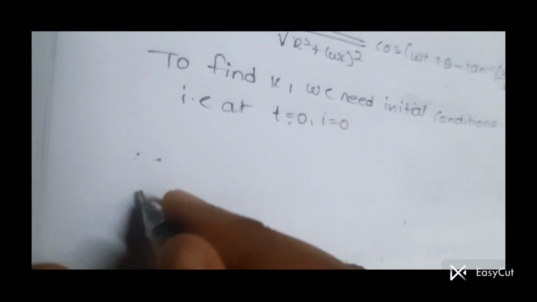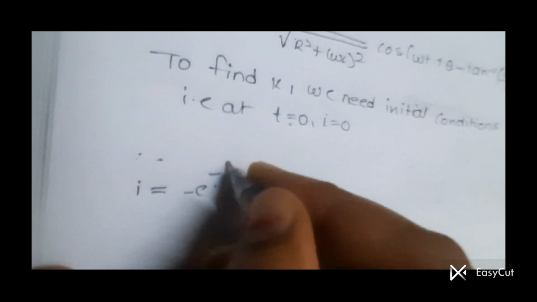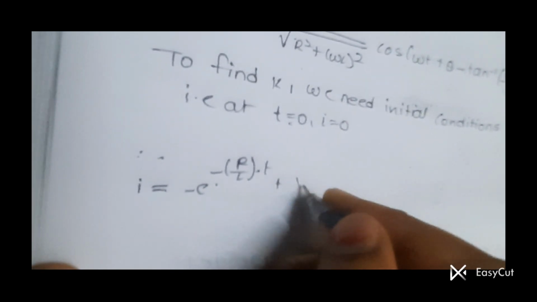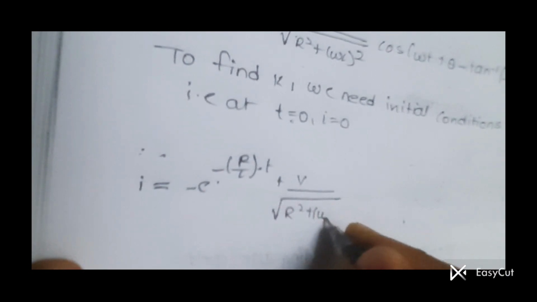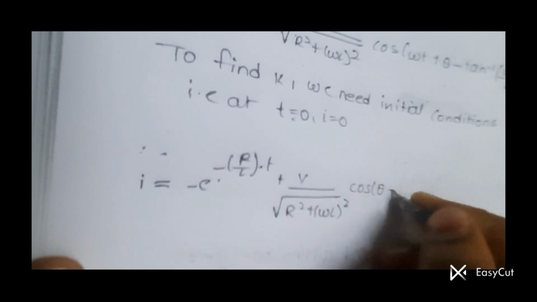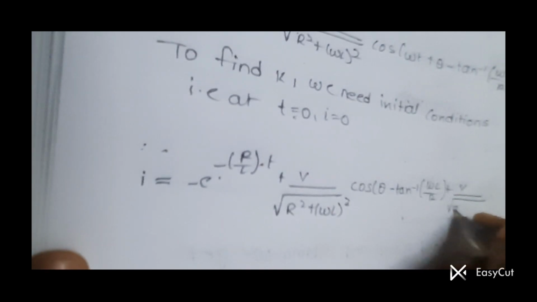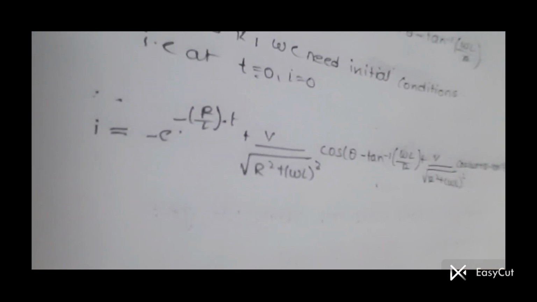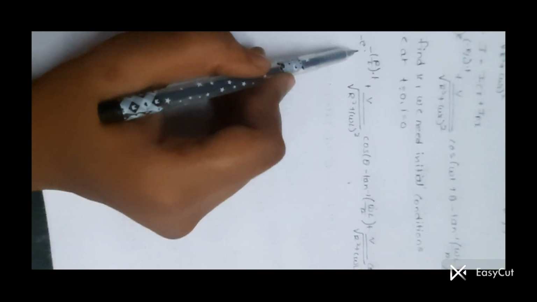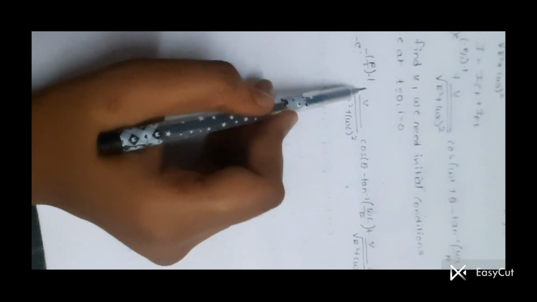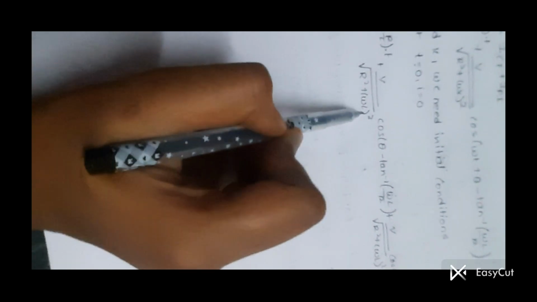Therefore, we get the overall equation, I equals minus e power minus R by L into t plus V by under root R square plus omega L whole square into cos of theta minus tan inverse of omega L by R, plus V by under root R square plus omega L whole square into cos of omega t plus theta minus tan inverse of omega L by R. I hope you understand.